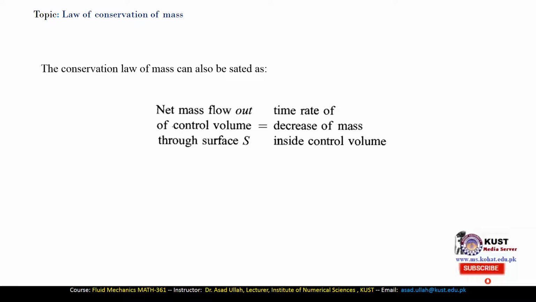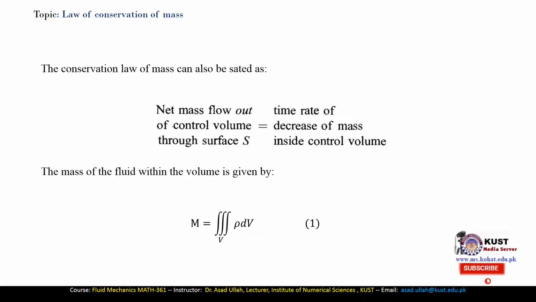Now, the law of conservation of mass can also be stated as: the net mass flow out of a control volume through a surface S must be equal to the time rate of decrease of mass inside the control volume. It means that if we have a control volume and the mass is flowing through a surface S, it must be equal to the rate of decrease of the mass inside the control volume.